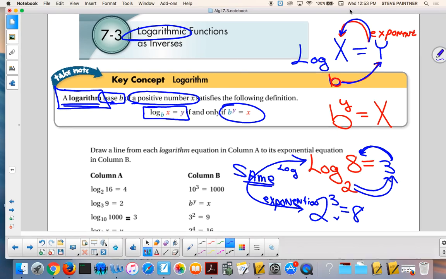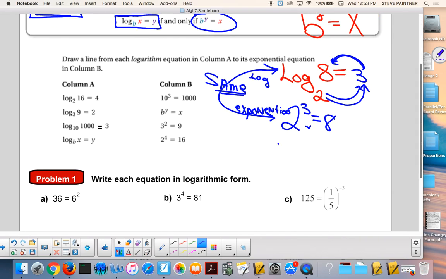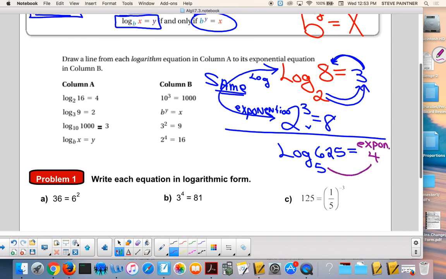So let me do one more, see if you can get it. What if I gave you log of 625 base 5? Does anybody know the answer? What is it, Molly? 4. She says the answer is 4. Okay. Your answer is always a what? It's always an exponent. So it's 5 to the what? 4. 5 to the 4th. Is that 625?